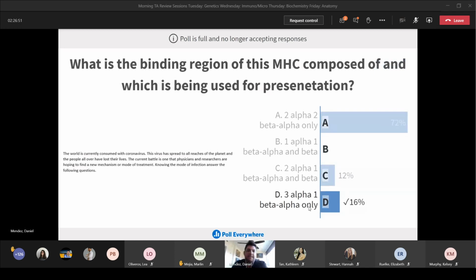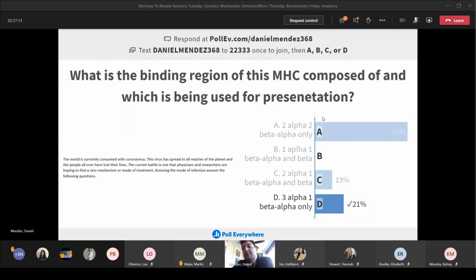The reason that D is the correct answer is that it's coronavirus, so it's a virus. If it's a virus, that means it's MHC class 1. MHC class 1 has 3 alpha and 1 beta. Does that make sense to everyone? A would be MHC class 2, which would be for an exogenous antigen, something along the lines of a bacteria.